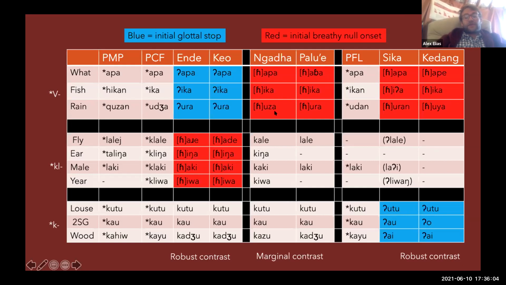And the contrast is marginal in Ngada and Palue because they have no language internal source for glottal initial words. These are languages which are simply breathy attack languages. And this is a bit of a mystery, I would say. This needs explaining, specifically the Ngada and Palue case. Why would they have simply chosen to remove or start using a pattern which is so different from the regional norm.